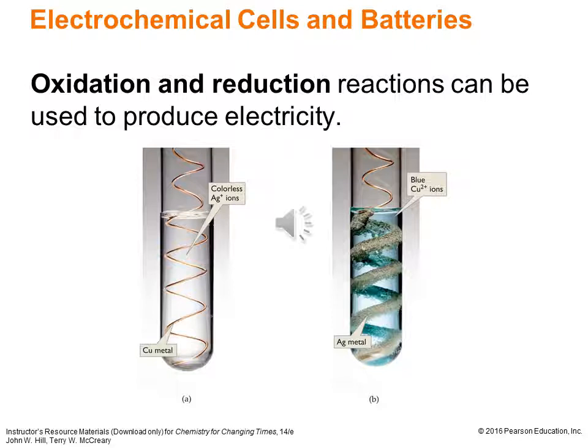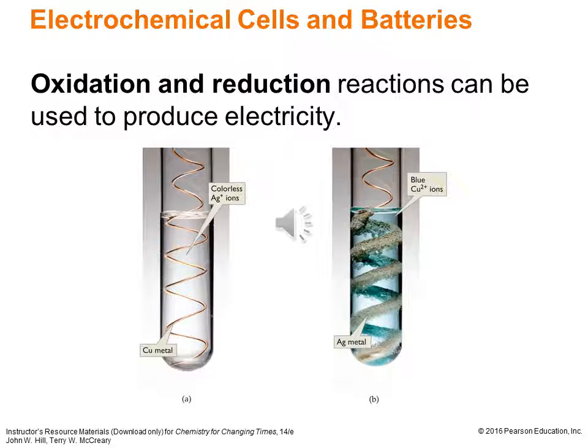Probably the most important redox application in modern society is electrochemical cells and batteries. So oxidation reduction reactions can be used to produce electrical energy, and we make use of this daily in our modern lives, and especially with respect to rechargeable batteries, lithium-ion rechargeables in particular. If we look at the reaction on this slide, we see copper metal dipped into a silver ion solution, so probably silver nitrate. Initially, the copper metal is that characteristic copper color. The silver ions are colorless in aqueous solution.